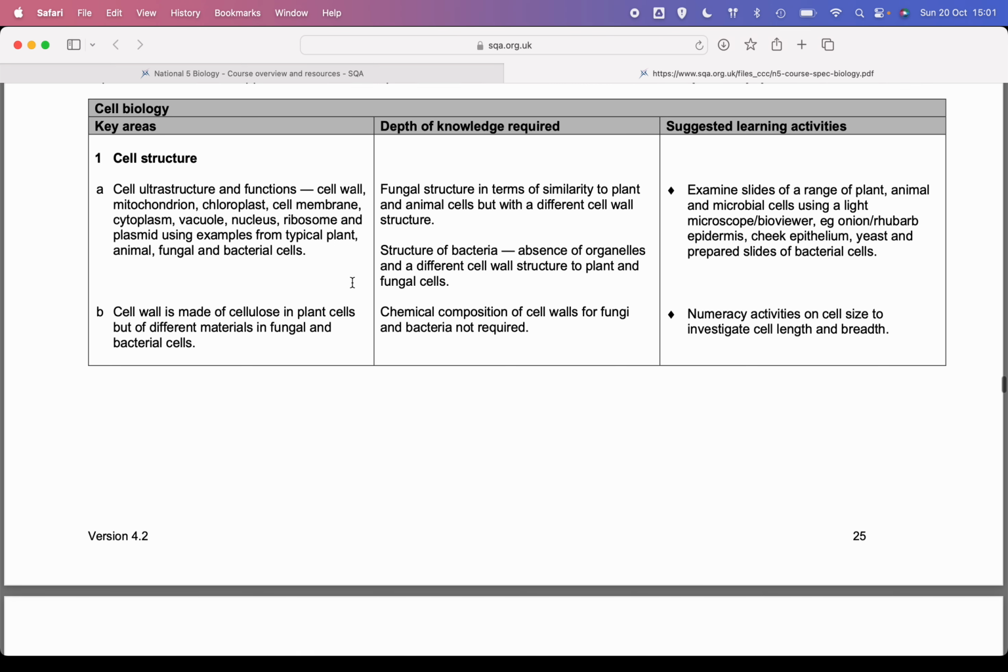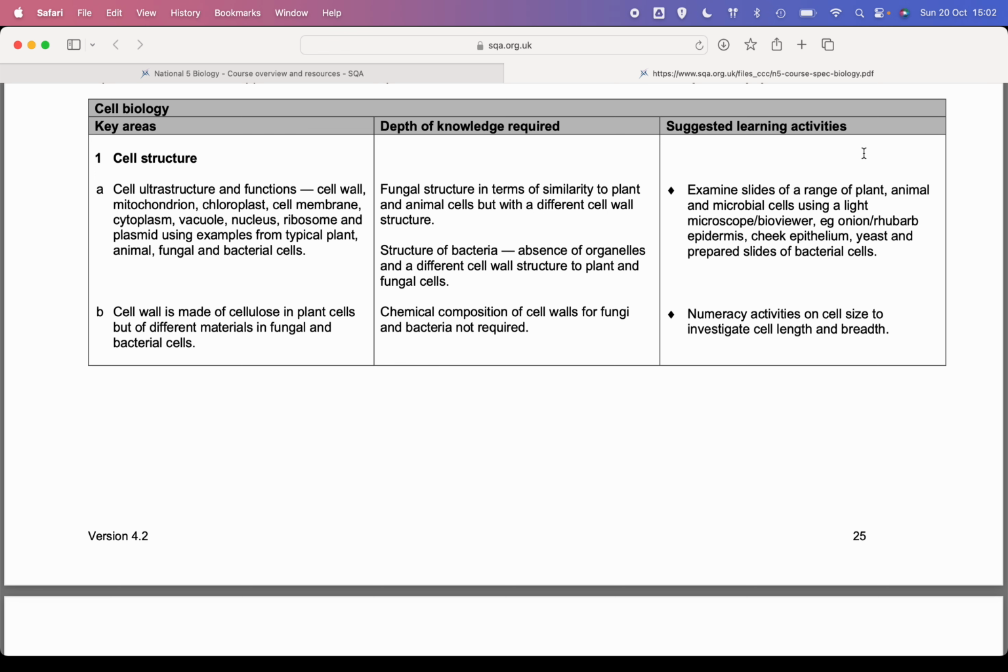So for example here, you might remember that cellulose is something to do with a cell wall, okay, and that's great. But in the depth of knowledge, it is telling you that the cell wall in plant cells is made up of cellulose, but there's different materials that make up the cell walls in fungal and bacterial cells. However, you don't actually need to know what they are made up of. But again, if you were to be given a question in an exam about what is cellulose used for, and you said it makes up cell walls, that'd be incorrect because it doesn't make up the cell wall of a fungi or bacteria. So again, there's just parts here that you need to be quite careful with.